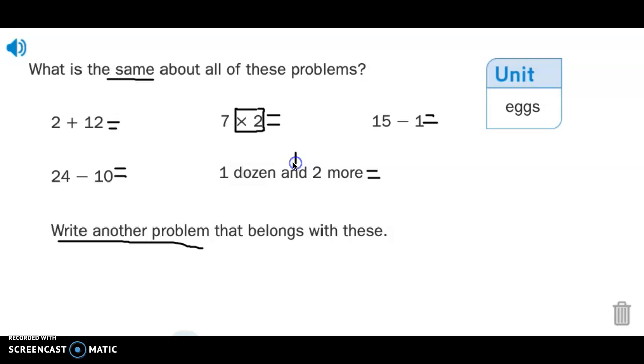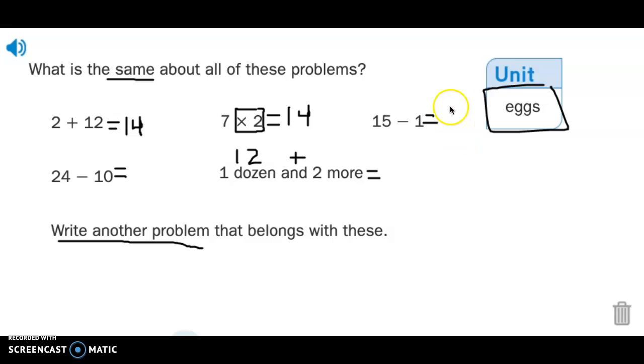We know and means to add, so 1 dozen and 2 more. Think of a dozen eggs, right? It even says we're measuring in eggs. How much is a dozen? Well, 1 dozen, a carton of eggs, is 12. So 12 and 2 more would be what? 12, 13, 14. 7 times 2, 7 doubled, or 7 plus 7 is 14.